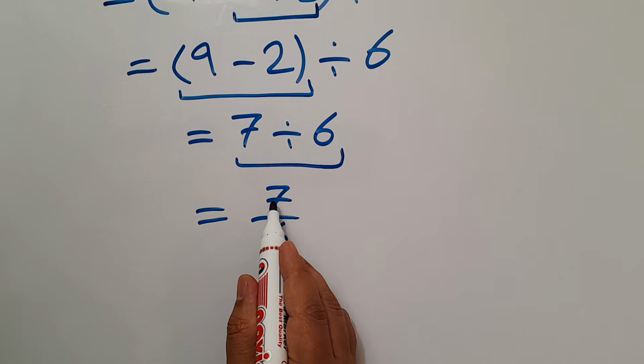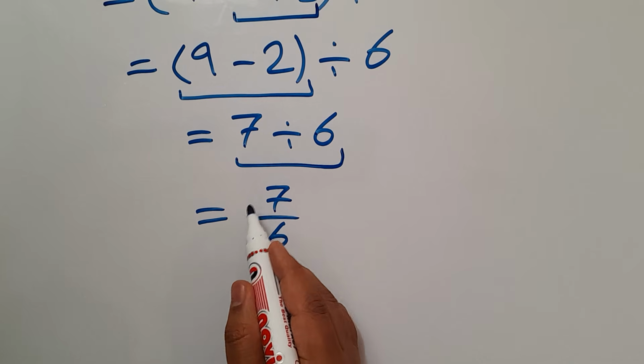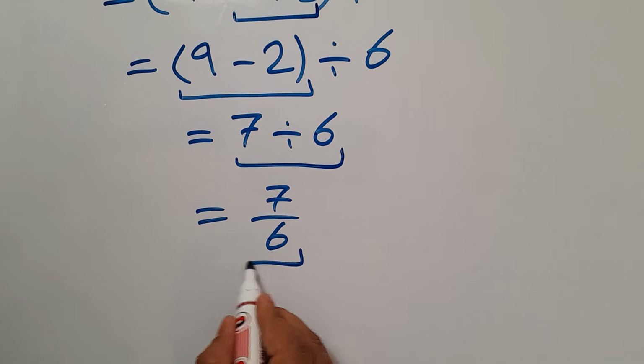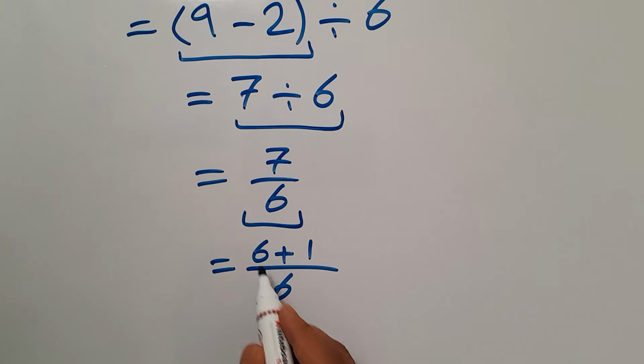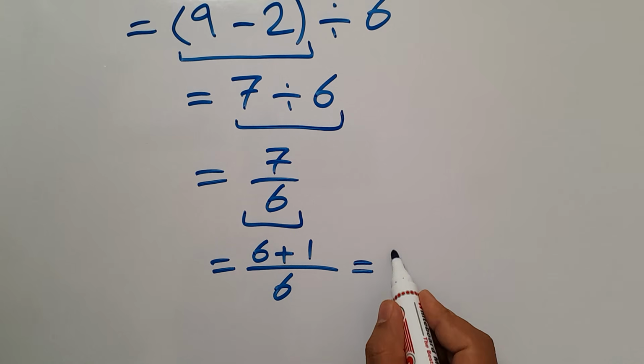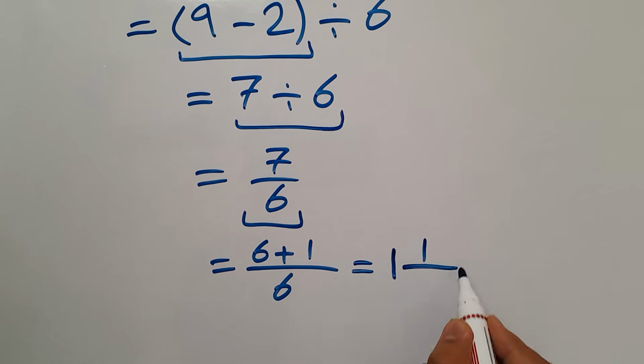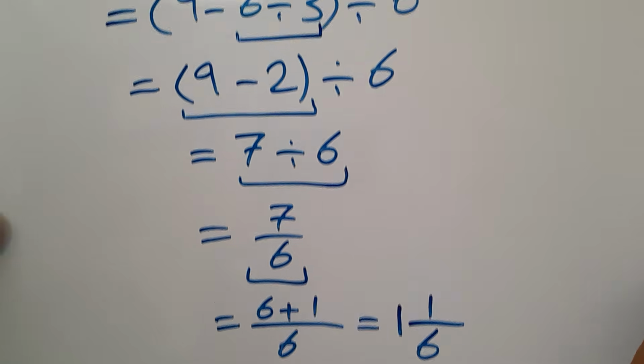Okay, 7 can be written as 6 plus 1, over 6. And 6 divided by 6 gives us 1. So we can write 1 and 1 over 6. So our final answer to this problem is just 1 and 1 over 6.